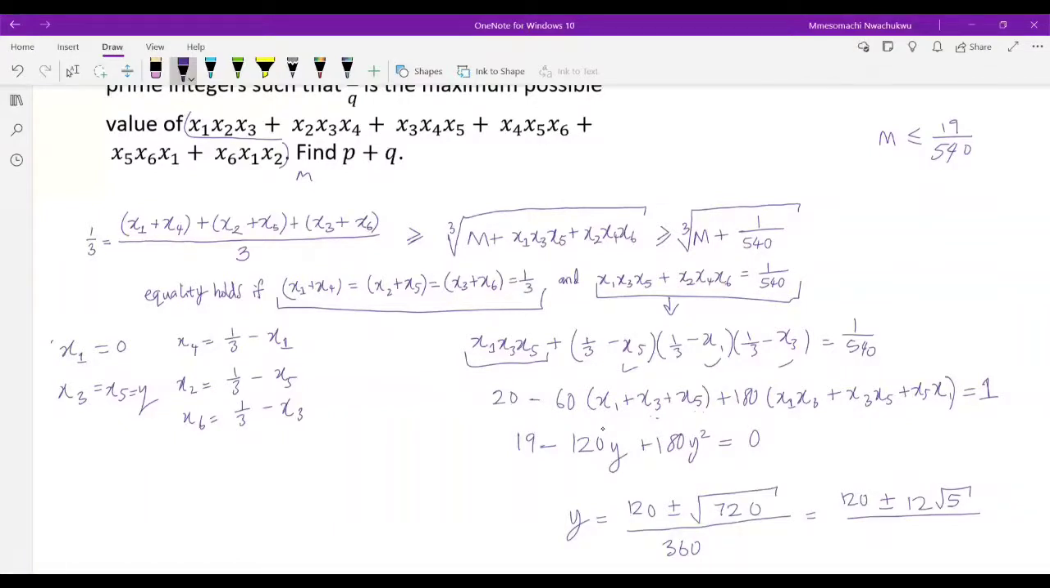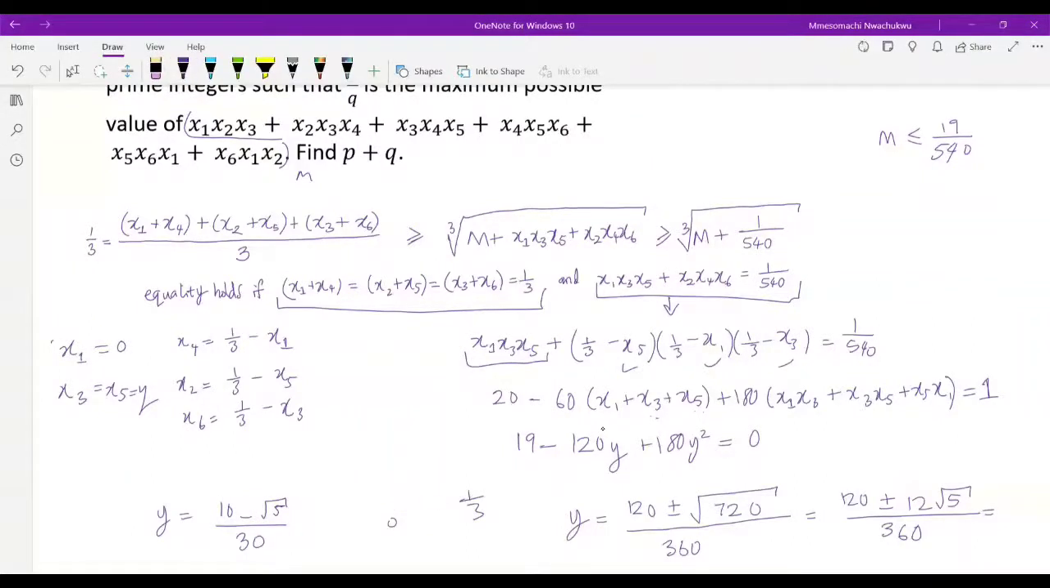All over 360. And this is equal to 10 plus or minus root 5 all over 30. So y is equal to 10 plus or minus root 5 over 30. But we see that 10 plus root 5 over 30 is already greater than 1 over 3, which is 10 over 30. So it means it's going to be 10 minus root 5, so just remove this plus.